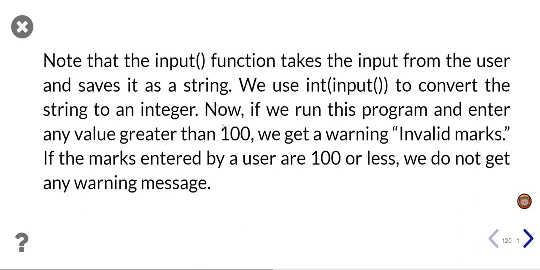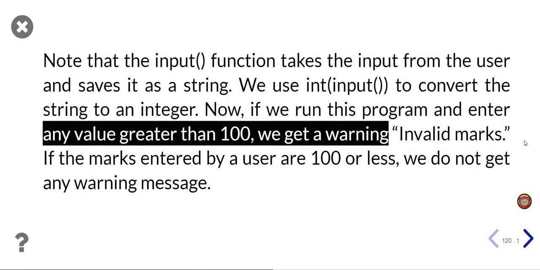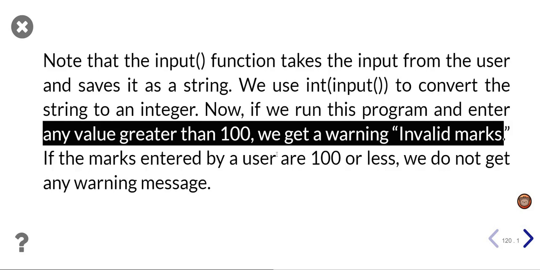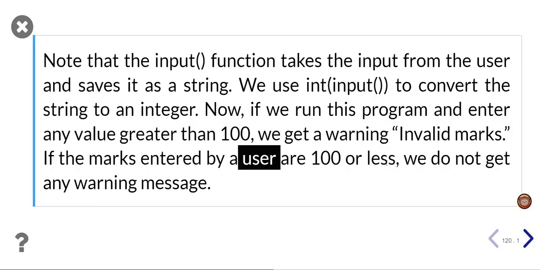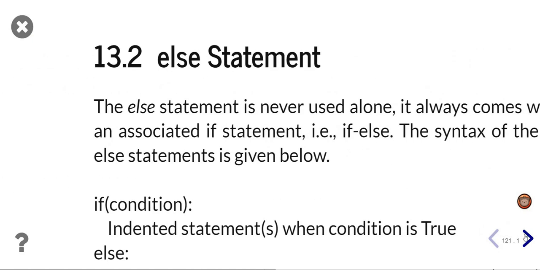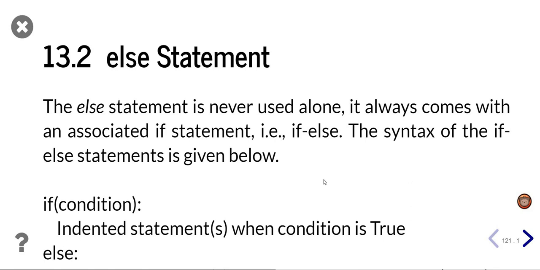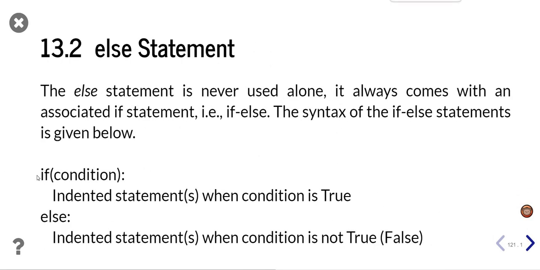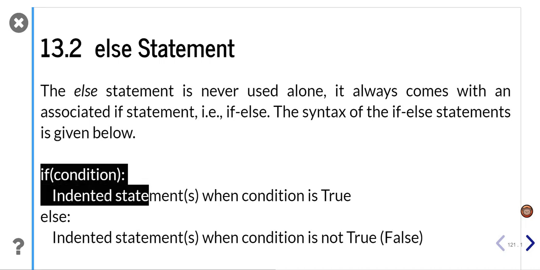So here, if you notice, as I mentioned, if you run this and get a value larger than 100, then of course you get the warning, right. But if you enter 100 or less, you don't get anything. So then we have to use the else statement. As we mentioned earlier, it's never used alone. So always this is the syntax. You should have the condition. If the first condition is not fulfilled, then it automatically will be the second one.